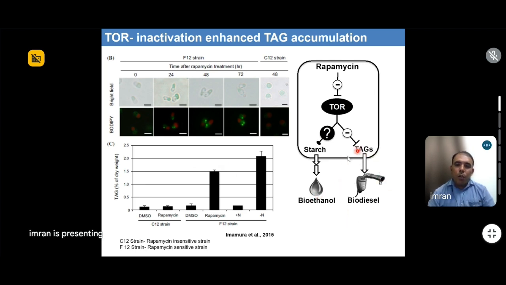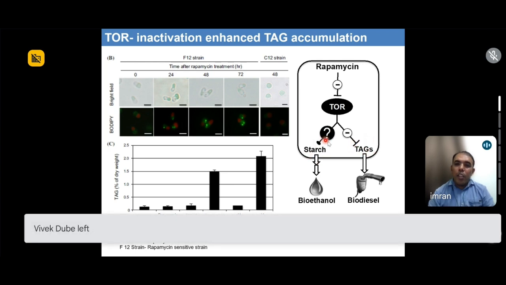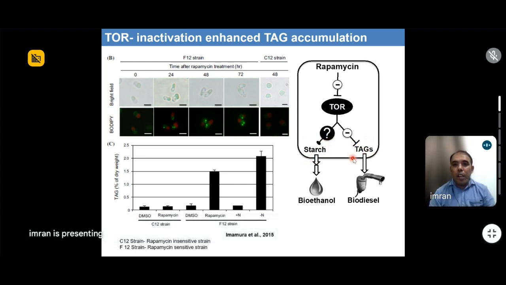When I saw this paper, I thought that because in the cell, starch and TAG are both competing pathways, and because of the less reduced state of starch than triacylglycerol, probably starch might accumulate very early compared to TAG if I inhibit TOR through rapamycin. So we proposed: can we check what happens when we inhibit TOR in C-zone, and if we improve the starch content, maybe we can convert it into bioethanol. We submitted this proposal to JSPS and we got funding from them.